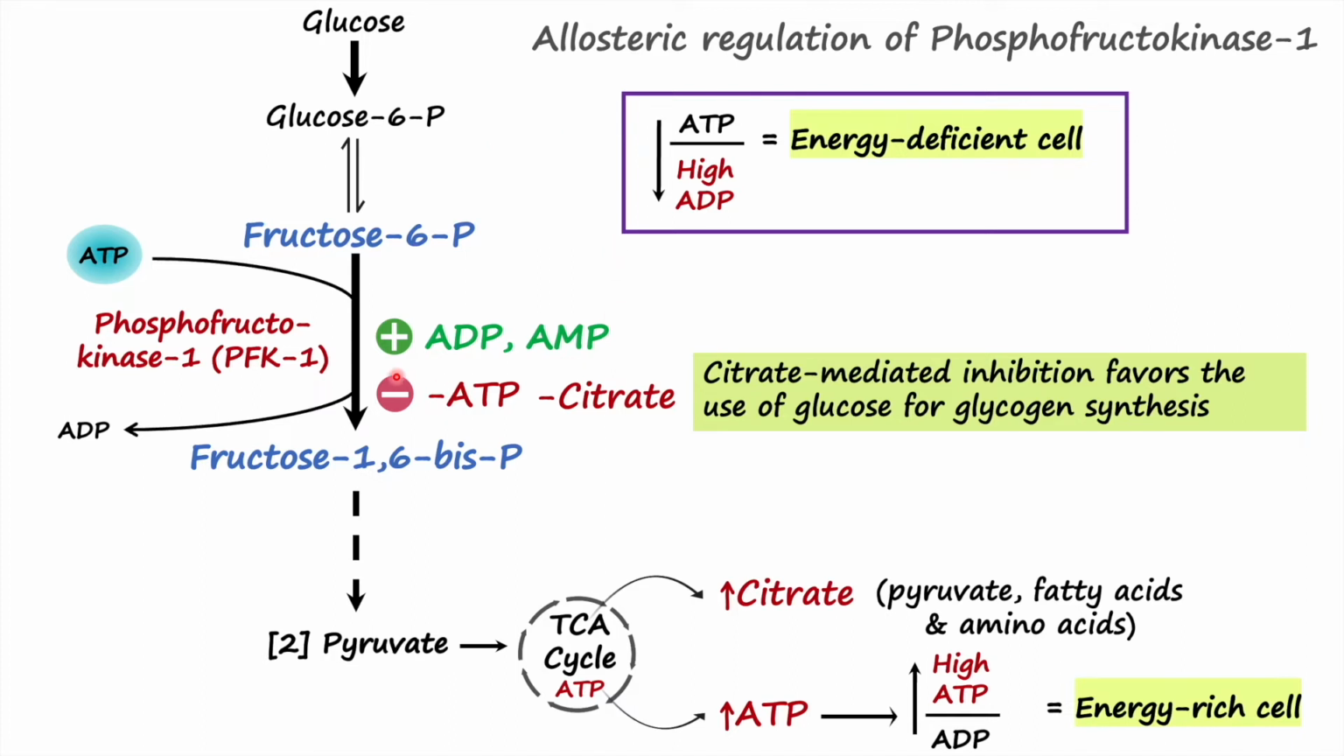Now, in addition to ADP and AMP, there is another molecule which allosterically activates the PFK1 enzyme, and this is called fructose 2,6-bisphosphate. In fact, fructose 2,6-bisphosphate is a potent allosteric activator of the PFK1 enzyme, and because it is a potent allosteric activator, the level of fructose 2,6-bisphosphate is tightly regulated in the cells. So let's talk about fructose 2,6-bisphosphate.